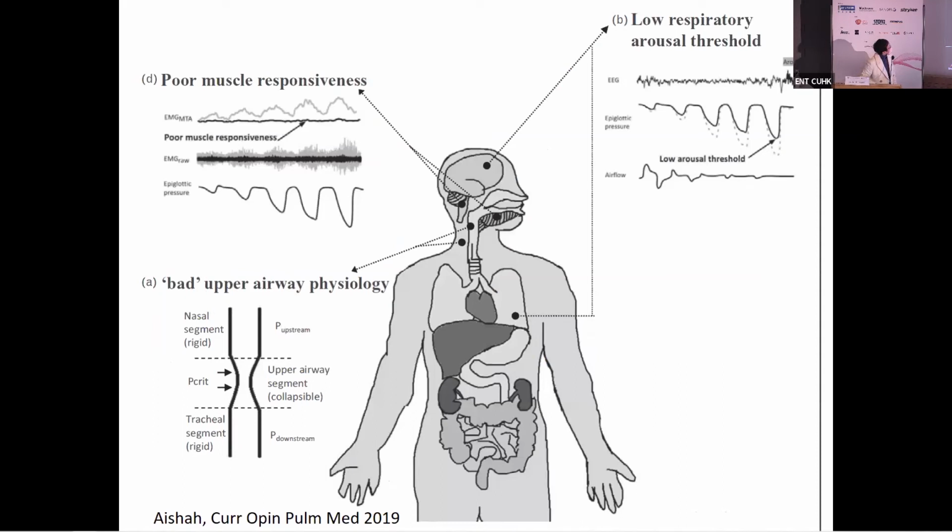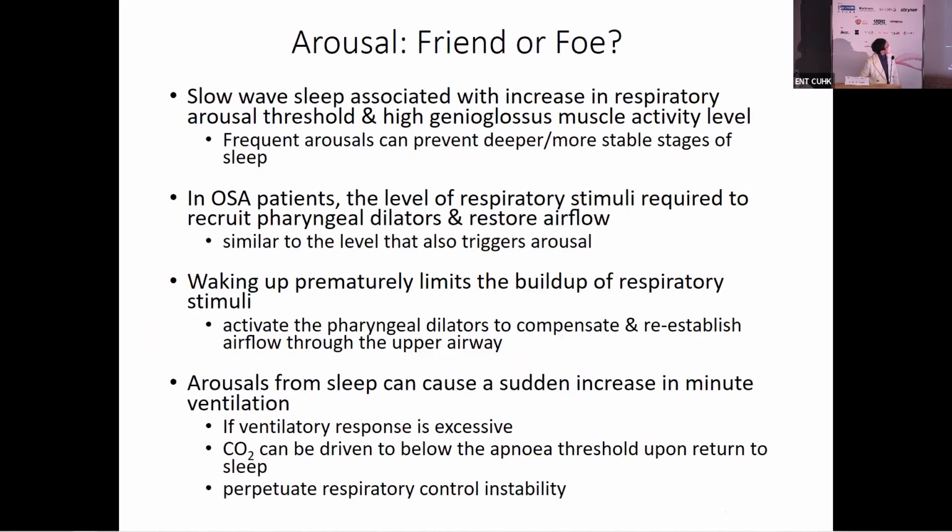And after we talk about responsiveness, I would like to talk about the respiratory arousal threshold. Now, we talk about how arousal will actually save a patient, I mean, restore the airway patency. So is it a friend or a foe? The thing is, during slow wave sleep, our respiratory arousal threshold is increased, so it's harder to wake the patient up. And it's also during that time when our genioglossus muscle activity is at its highest. So if the patient keeps getting woken up, it can prevent deeper, more stable stages of sleep.